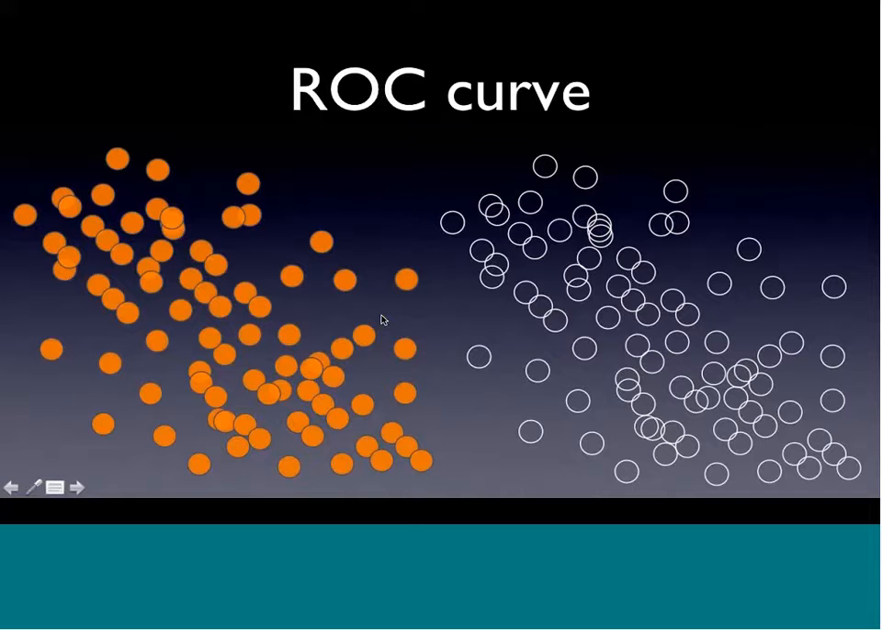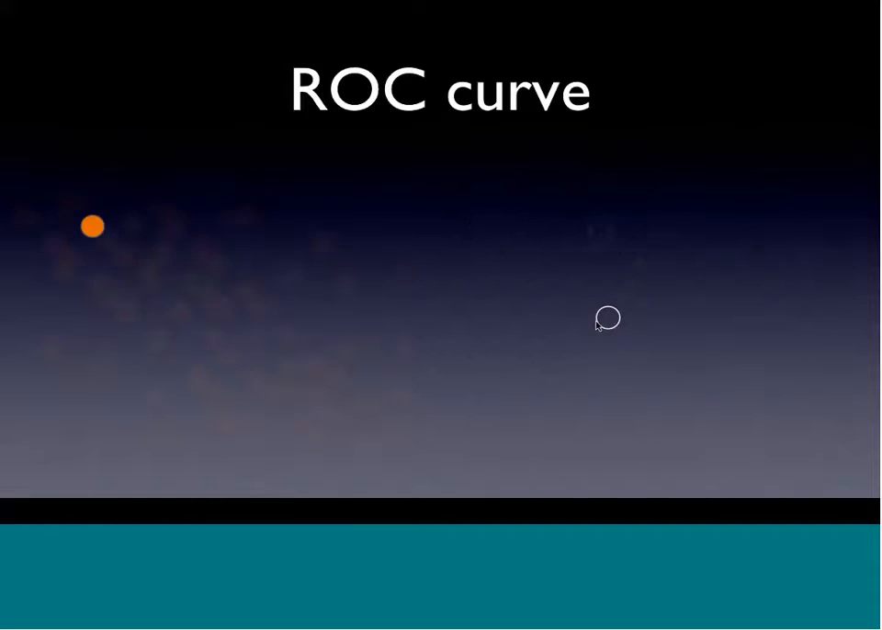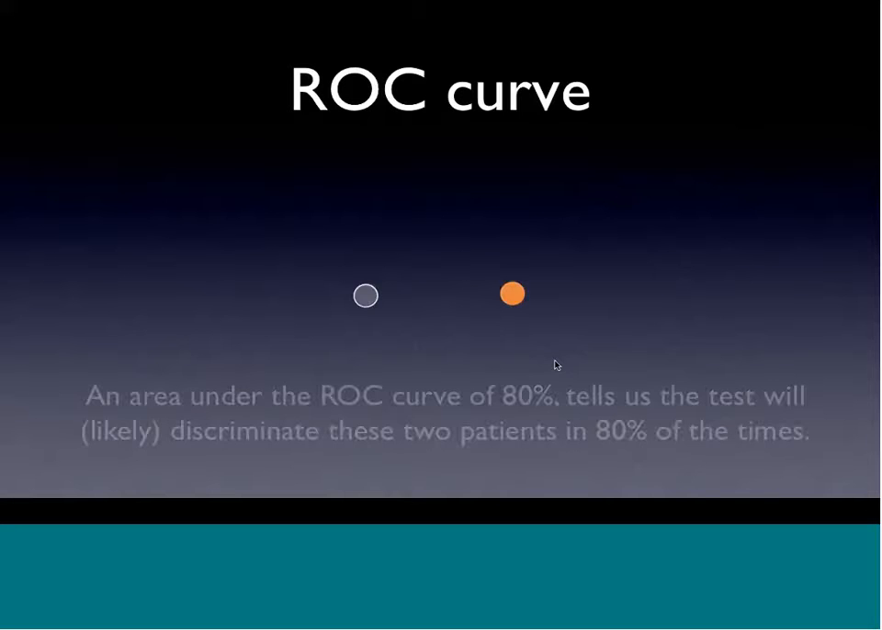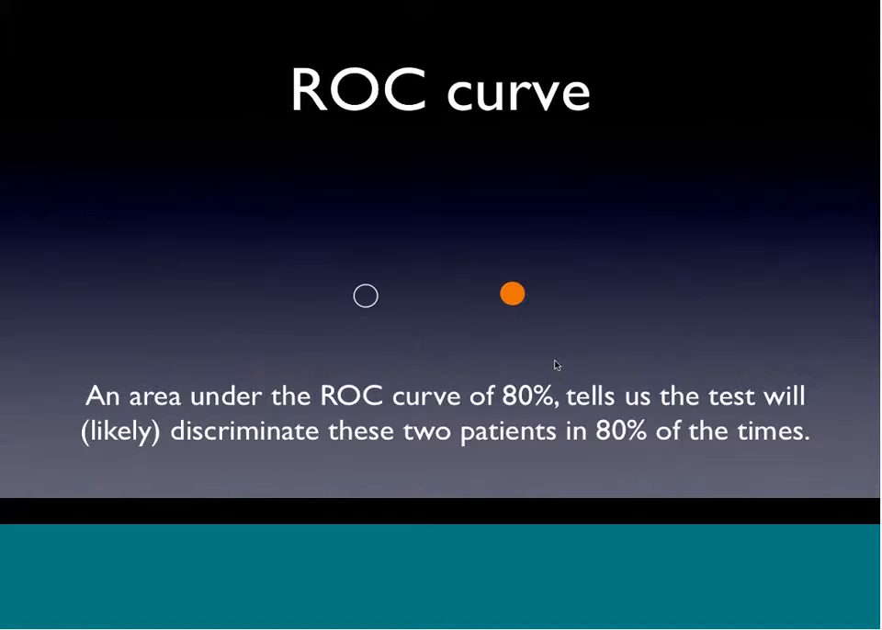And trying to illustrate, let's say we have two populations, patients with disease and patients without disease. You randomly select one from each, but obviously you have no idea which one is which, and you scramble them around. You apply the test to both of them, and you will say, okay, the area under the curve is 80% for that test, so the probability that the test will discriminate the two patients is 80% of the time.